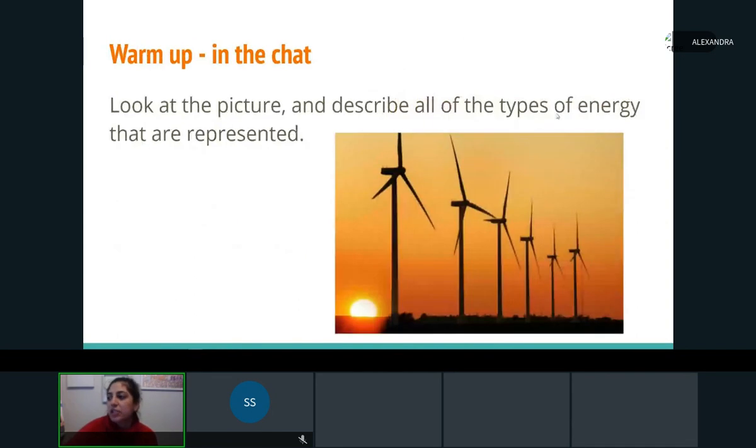So let's take a look at this picture. And I want you in the chat, please, to describe all of the types of energy that are represented. So why don't you go ahead in the chat, what different types of energy do you see?